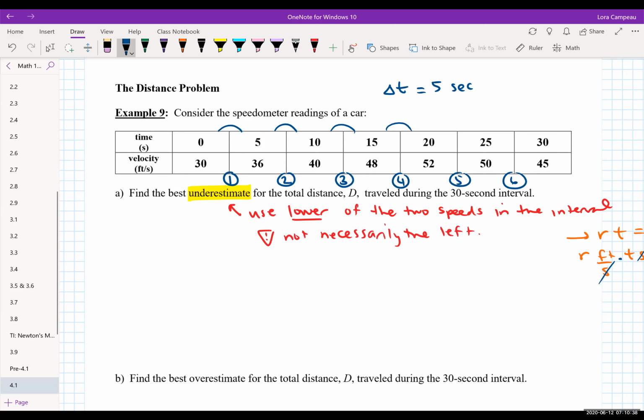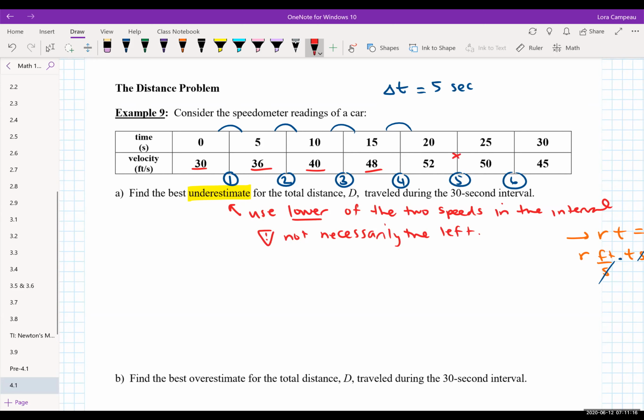Now, when you're dealing with the underestimates, when you're looking at the first subinterval, you can say, oh yeah, the one on the left, with the 30 versus 36, that's going to be the lowest one. When you look at subinterval 2, 36 and 40, yeah, 36 is smaller than 40, no problem. Subinterval 3, 40 versus 48, yeah, 40 is smaller than 48. Subinterval 4, 48 versus 52, 48 is the smaller value.